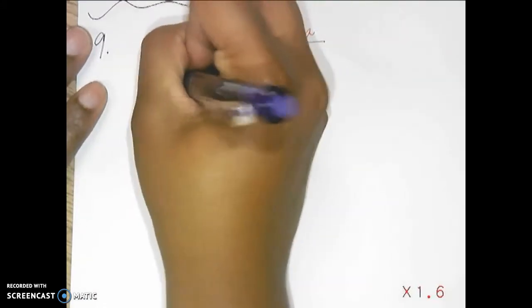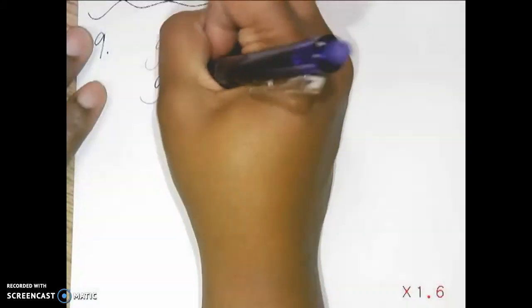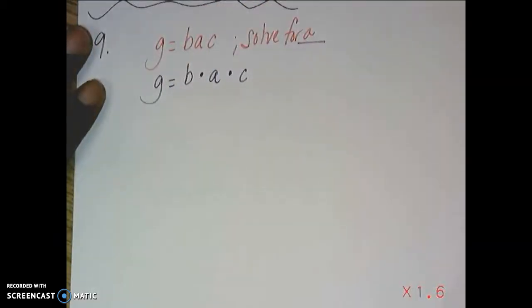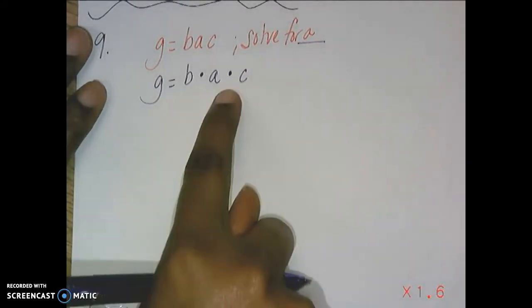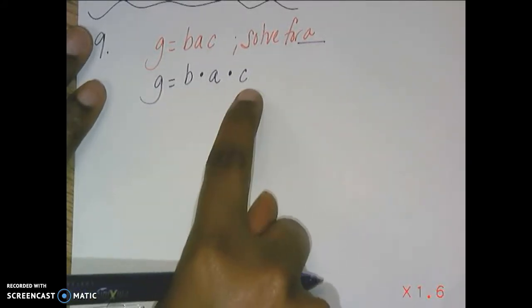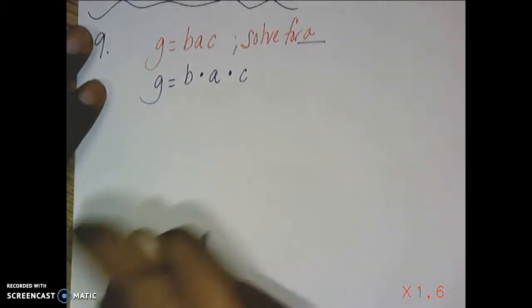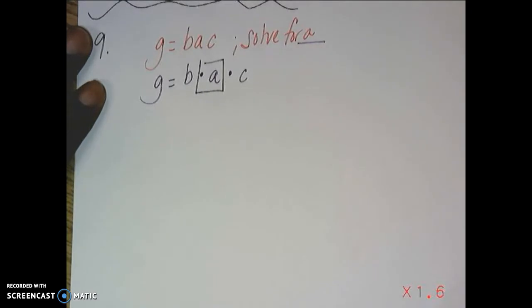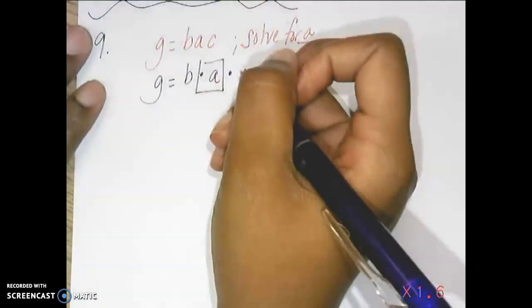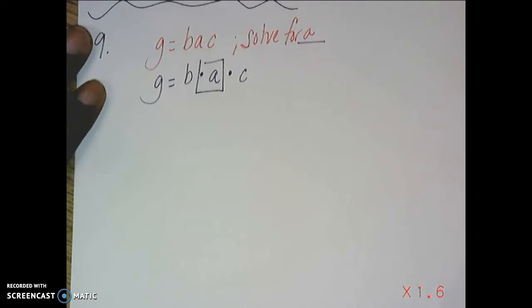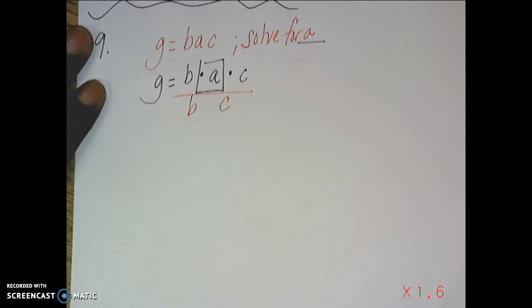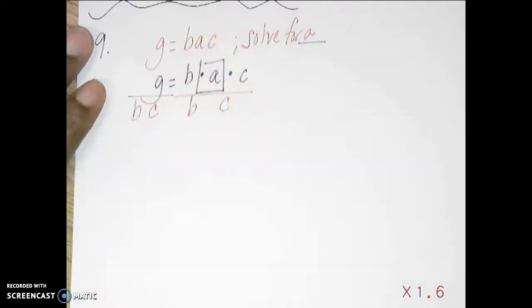G equals BAC can really be rewritten as G equals B times A times C. And since the things on the right-hand side, B, A, and C, are being multiplied by each other, in order to get rid of the extra, because right now I'm solving for A, the opposite of multiplying is to divide. So if I divide, I make the B and the C on the right become a 1. So B and C on the right is what I'm dividing by, so I have to do the same thing on the left, B and C.